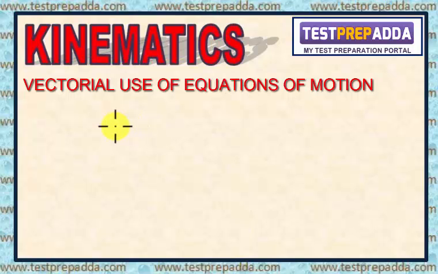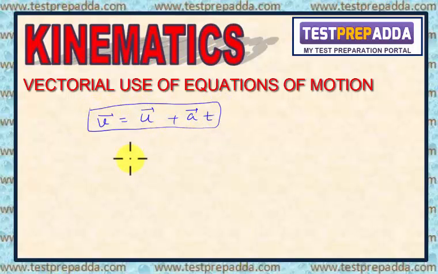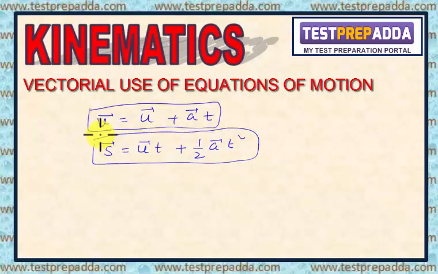Dear students, equations of motion can also be used vectorially. I can write here v vector is equal to u vector plus a vector into t. I can write s vector is equal to u vector into t plus half a vector into t square. And the third equation I can write, vector v dot vector v is equal to u vector dot u vector plus 2 a vector dot s vector.